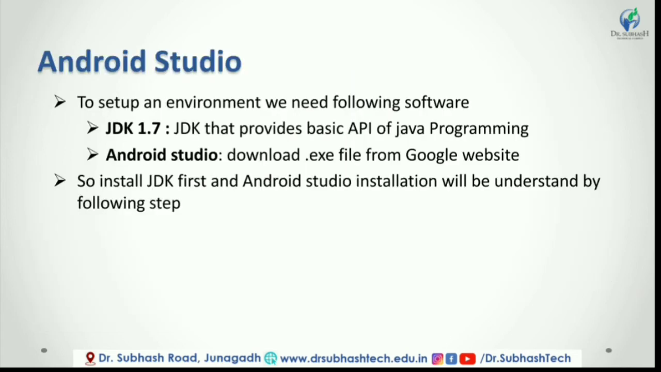And now we see how to install Android Studio. To set up an environment, we need the following software: JDK 1.7, which provides the basic API of Java programming, and Android Studio, by downloading the .exe file from the Google website. So install JDK first, and the Android Studio installation will be undertaken by following this setup.